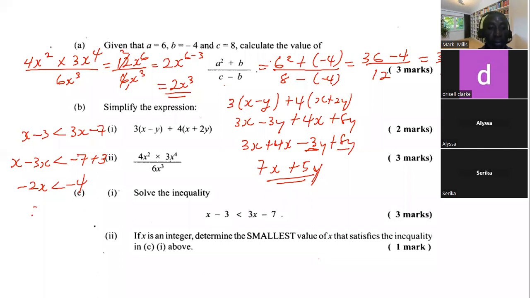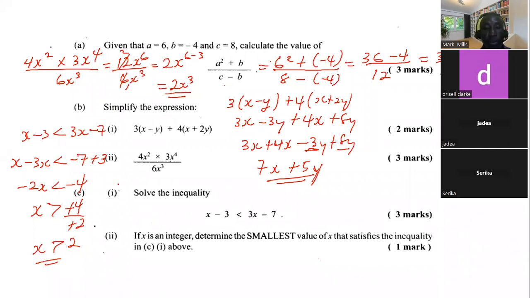So this would be x greater than negative 4 divided by negative 2. I repeat, whenever you are dividing by a negative number, you change the inequality sign. So this will give me x. Now the negative and negative cancel, so 4/2, so x greater than 2 as my answer. Everybody catch that? Yes, sir, could you go over it, please?